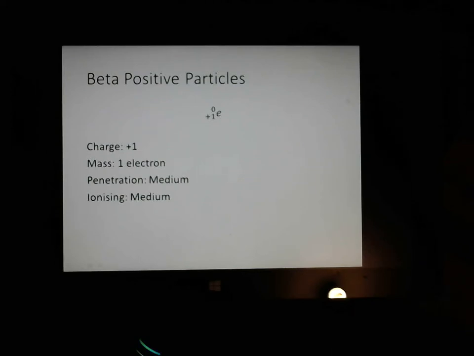In fact, we use positrons in something called PET scanning, positron emission tomography, in order to look inside human bodies, which is a very useful ability of it. The big difference is that beta positive particles turn one way in a magnetic field and beta negative turns another way, but we will look at that in electromagnetism in Unit 4. So it is bad if ingested, and it's slightly bad on the outside.